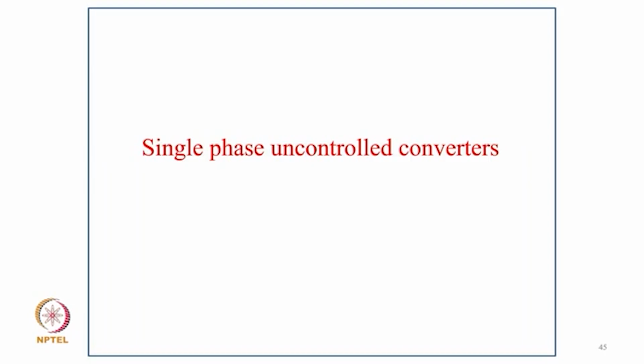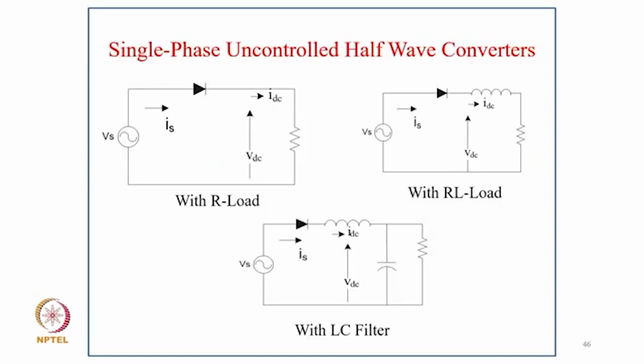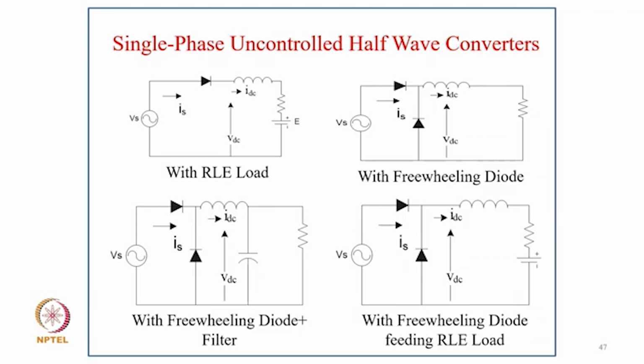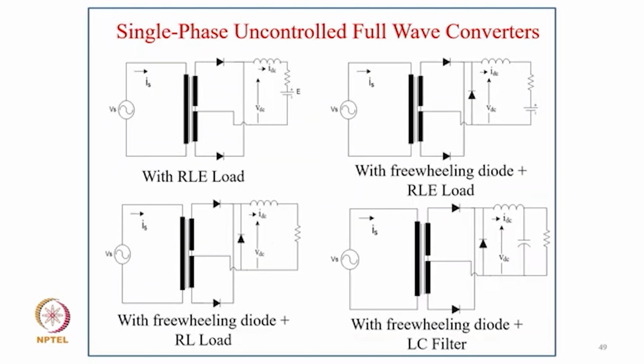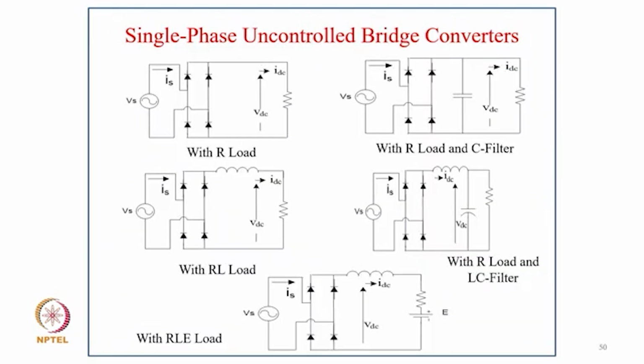Now coming to single phase uncontrolled converter. So these are the typical circuits you can see: with R load, with RL load, with LC filter, and then the RLE load, then with the freewheeling diode, freewheeling diode with LC filter, and then freewheeling diode with RLE load. So single phase uncontrolled with resistive load, with RL load, and then with LC filter and with C filter. So you can have different kinds of application with different kinds of filter.